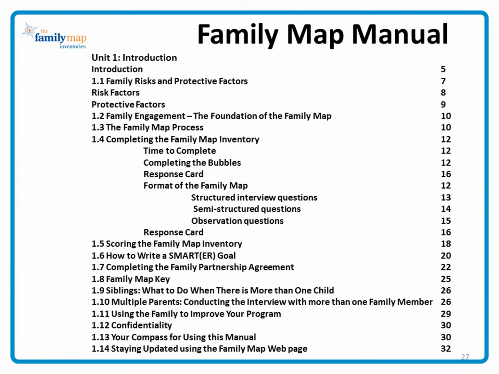The Family Map Manual consists of 3 units. Unit 1, the introduction, Unit 2, the interview, and Unit 3 is the Family Map sections. This is the table of contents for Unit 1 Introduction. In Unit 1, the manual talks about the basics of completing the Family Map, the family partnership agreement, sibling forms, interviewing with more than one caregiver, and confidentiality. If you had questions specific to any of those topics, you could go to Unit 1, look at your table of contents, and go directly to the page that talks about that topic.